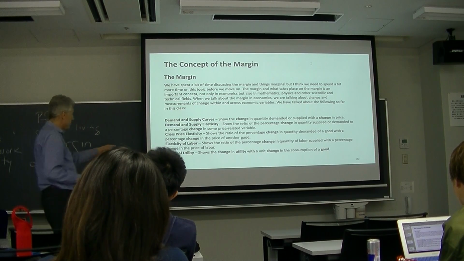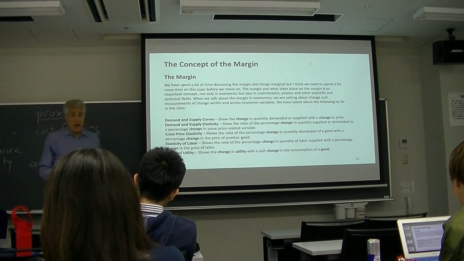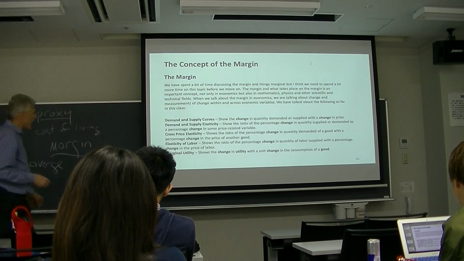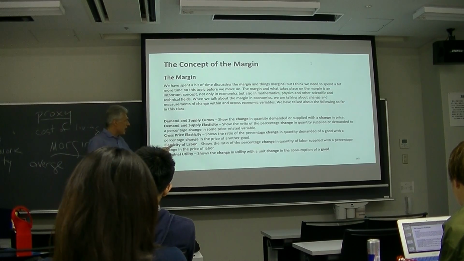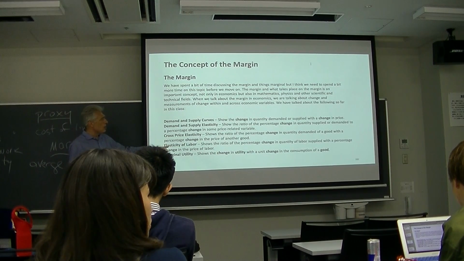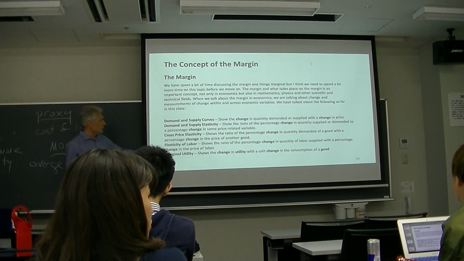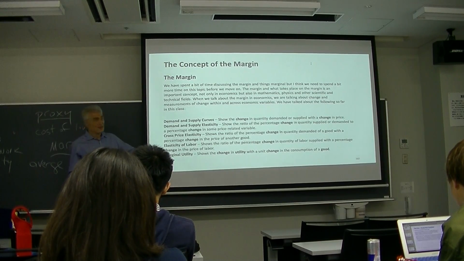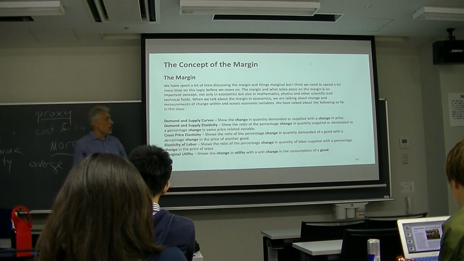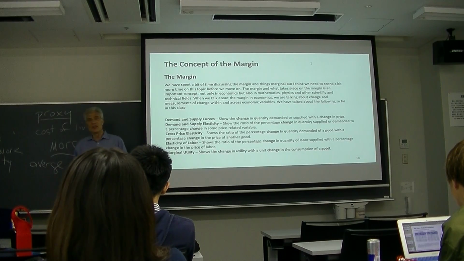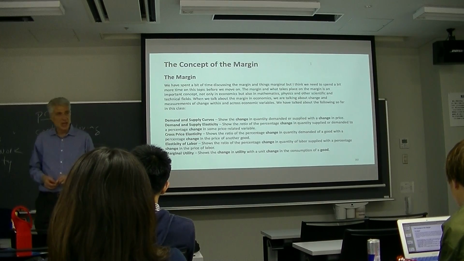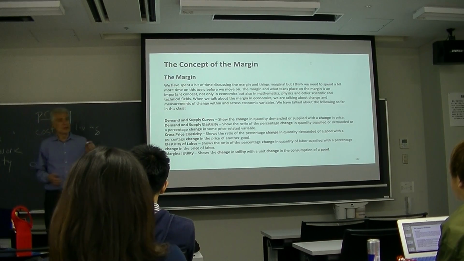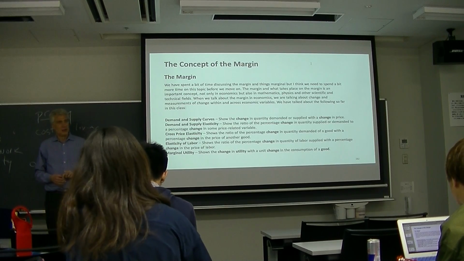Now, as I say, we're always talking about the margin. Every one of these, this is all elasticity of labor, the percentage change in the quantity of labor supplied by the percentage change in the price of labor. One of the most important, marginal utility. It's the change in utility with the unit change in the consumption of the good. It's always about margin. So keep that in mind. And whenever we're doing analysis, it's almost always about the margin.